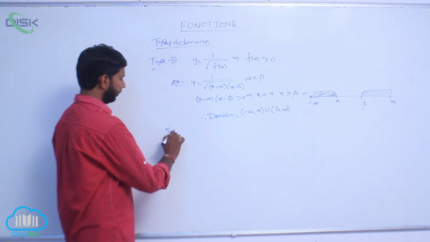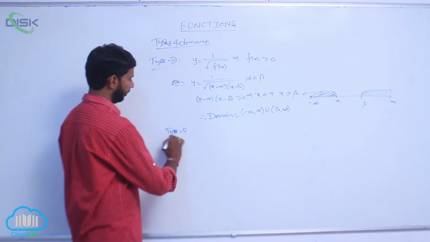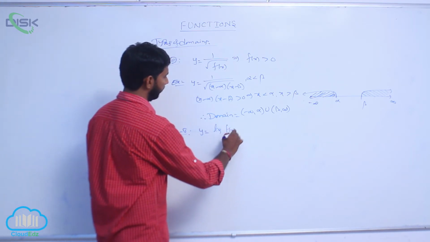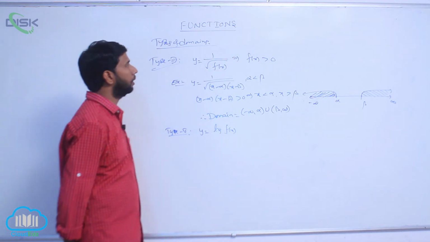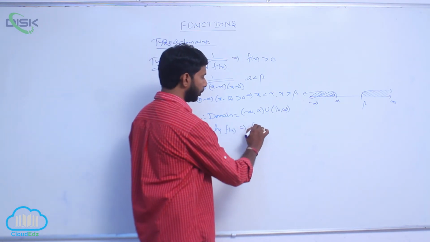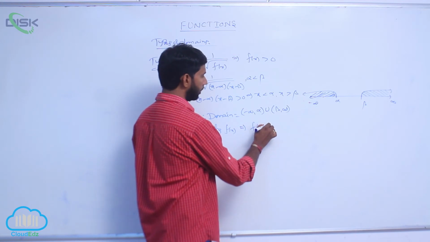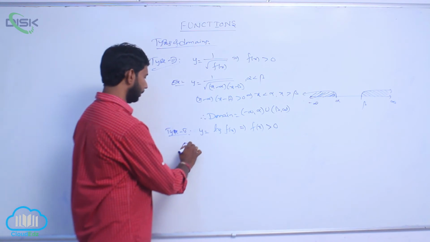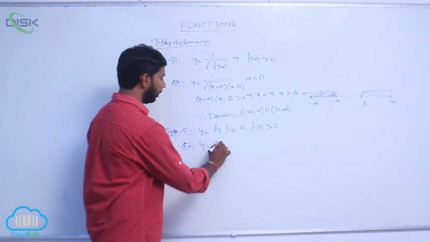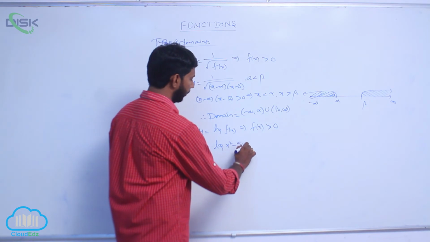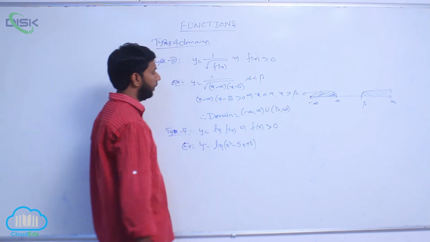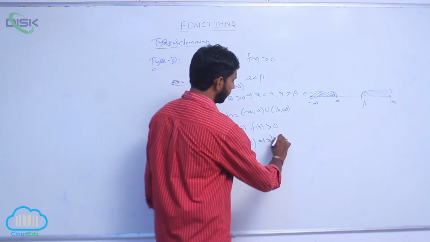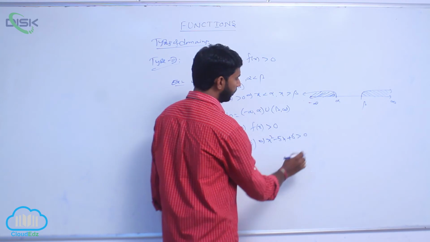And next, type 4. If any function is of the form y is equal to log f of x, logarithm exists only for positive numbers, that is f of x is greater than 0. Example, y is equal to log of x square minus 5x plus 6. That implies x square minus 5x plus 6 is greater than 0.